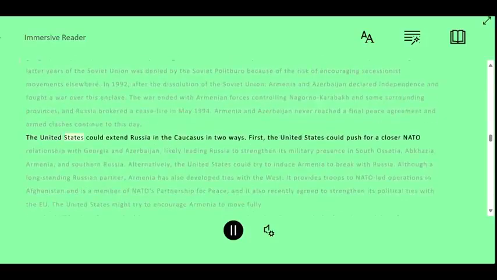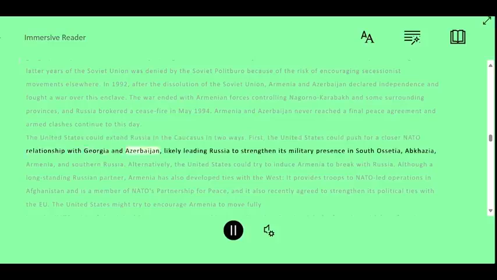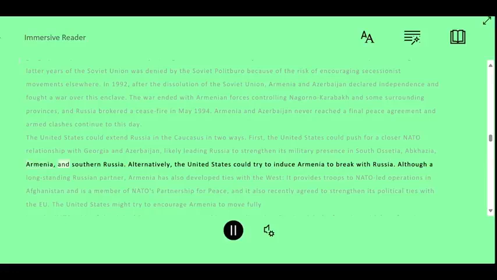The United States could extend Russia in the Caucasus in two ways. First, the United States could push for a closer NATO relationship with Georgia and Azerbaijan, likely leading Russia to strengthen its military presence in South Ossetia, Abkhazia, Armenia, and southern Russia. Alternatively, the United States could try to induce Armenia to break with Russia.